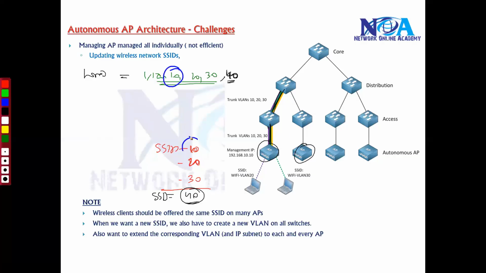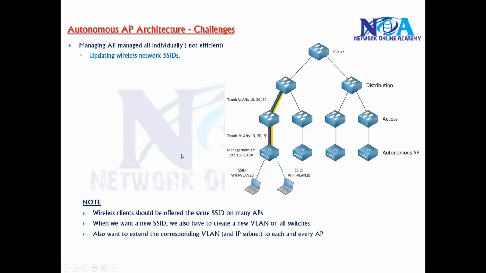So mapping is one problem. You need to map the specific SSIDs with the VLANs. And if you misconfigure the mappings, also there is a problem. And what if you need to add a new SSID or the new VLAN? Then again you need to go to each and every access point and do that. So that is one of the limitations we can say with this one.